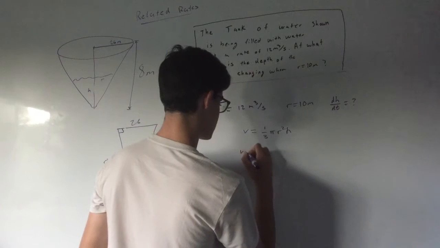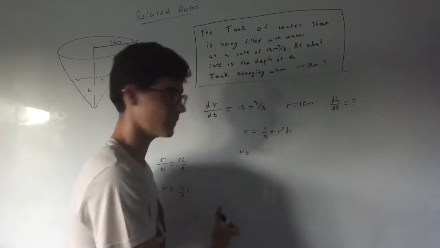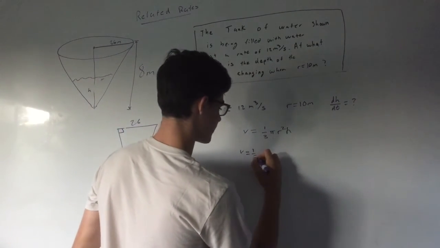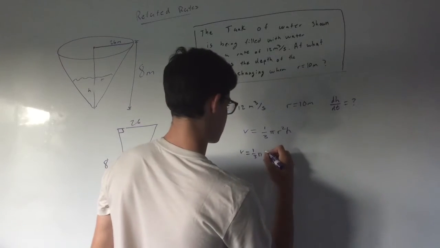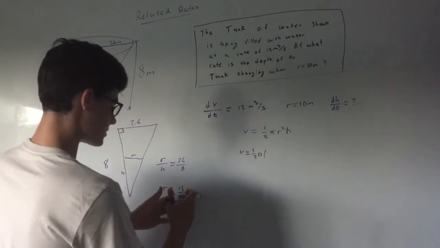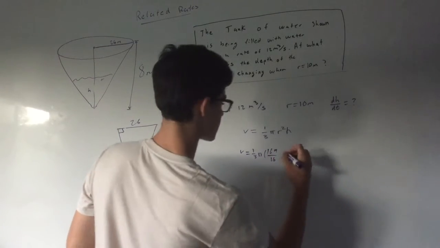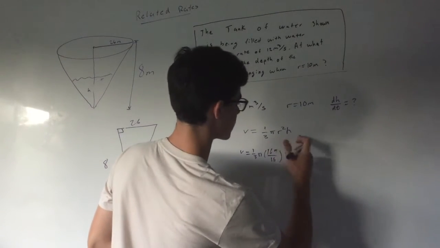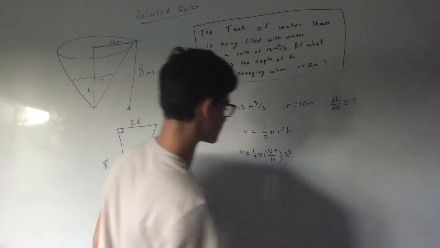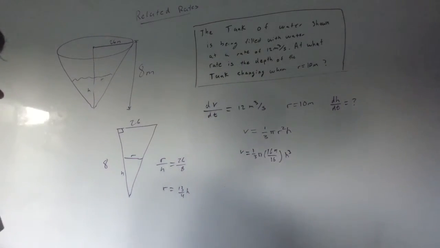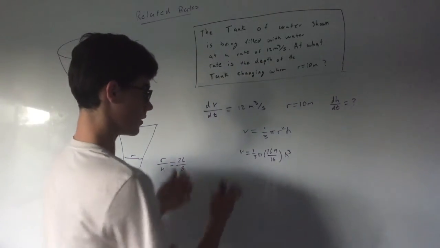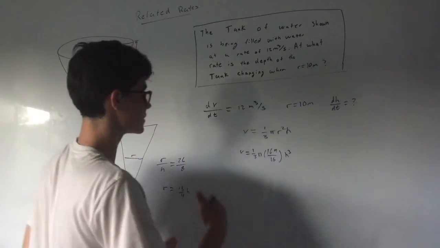So we know that volume is equal to 1/3 pi R squared. So we're going to take this term and square it, 169 over 16, and then H squared times H is H cubed. Okay, let's keep going through the equation. Let's take the time derivative and see what happens.